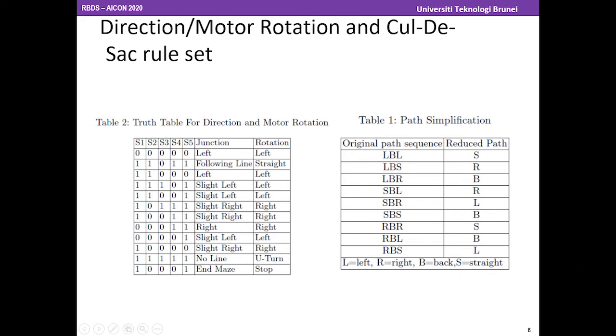And for the second table here, it indicates the path simplification, where you remove all the dead ends. So what happens is the B here indicates the robot did a U-turn. So when the robot meets a dead end, it does a U-turn, and all the U-turns will be changed according to the optimized path.